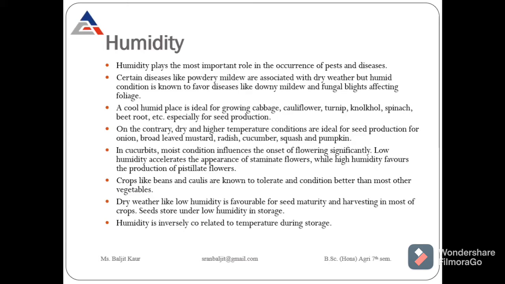So on the contrary, dry and higher temperature conditions are required for the seed production of onion, broadleaf mustard, radish, cucumber, squash, and pumpkin, right? So some of the vegetables require a humid place for their seed production, and some of the vegetables require higher temperature and less humidity for seed production.